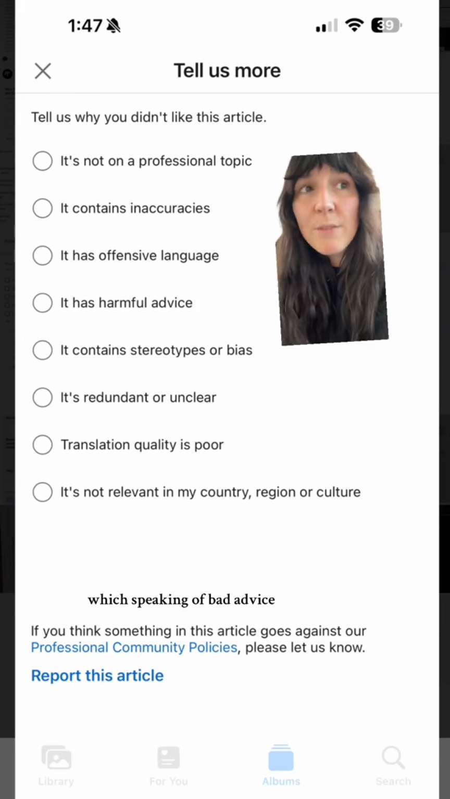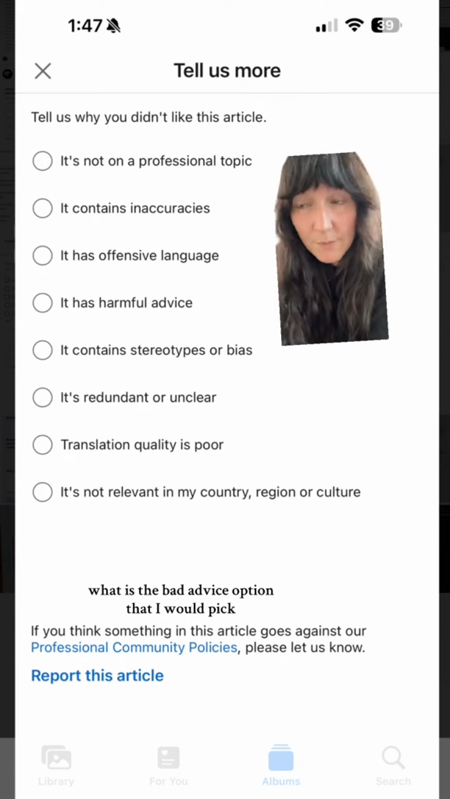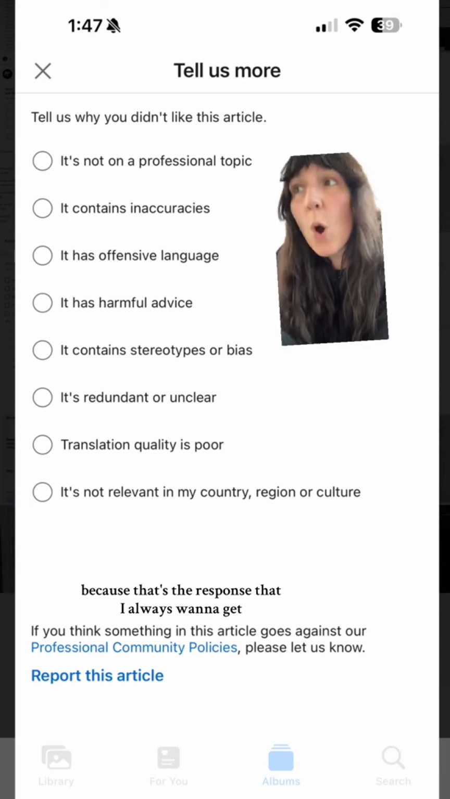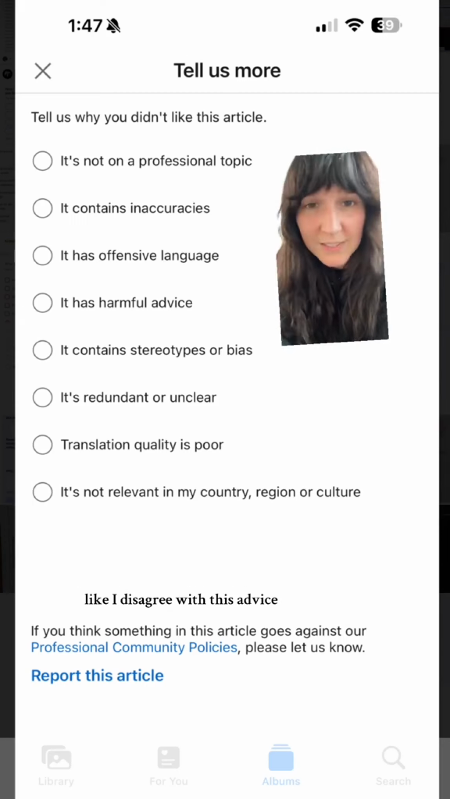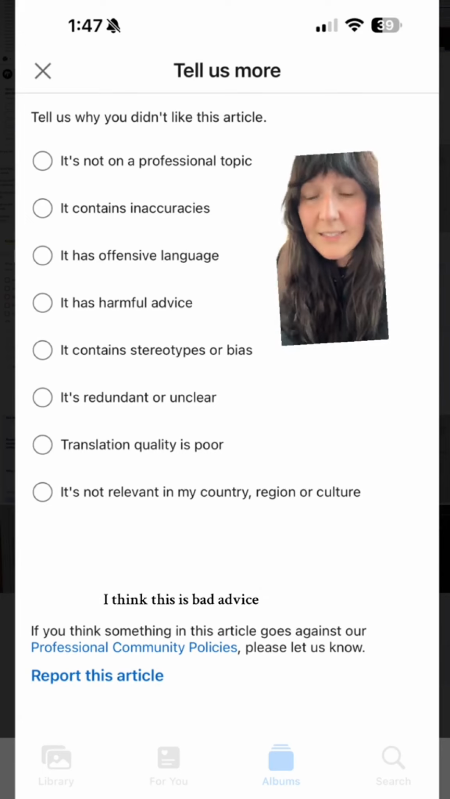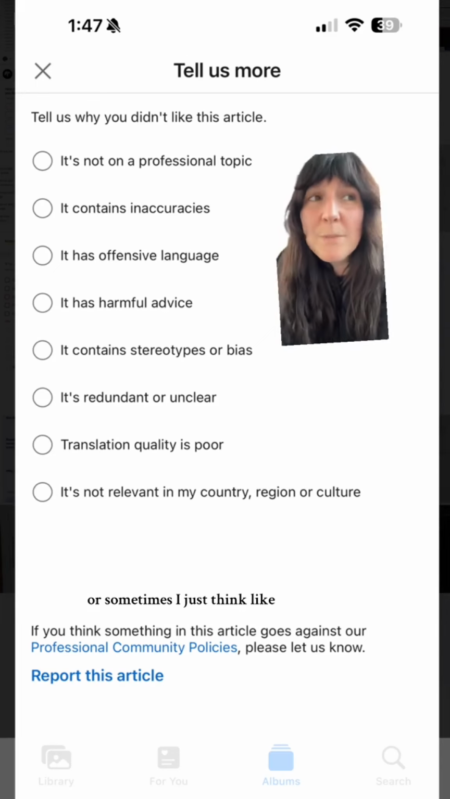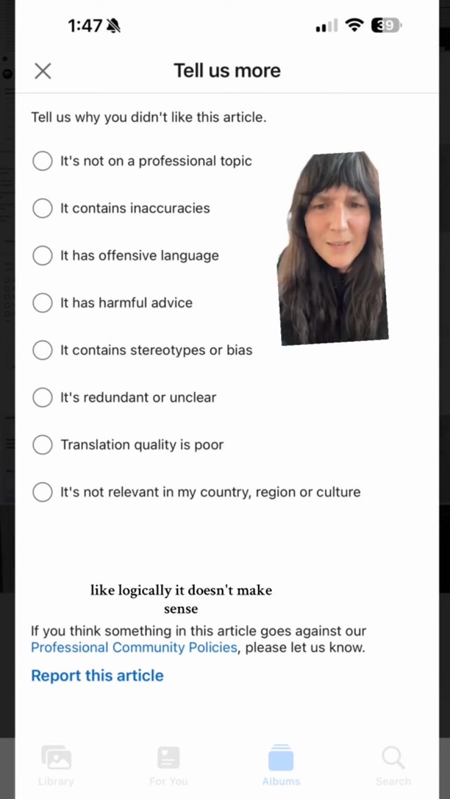Which, speaking of bad advice, what is the bad advice option that I would pick? Because that's the response that I always want to give. Like, I disagree with this advice. I think this is bad advice. I don't think people should follow the advice in this. Or sometimes I just think the article doesn't make sense. Logically, it doesn't make sense.